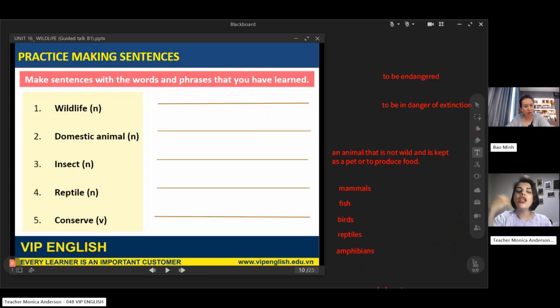What should we do to conserve wildlife? We are making some dangers for animals, for wildlife especially. So I want to know the ways that humans cause harm to wildlife and animals. Yeah, for example, we hunt them. Yes. Do you remember any other word?